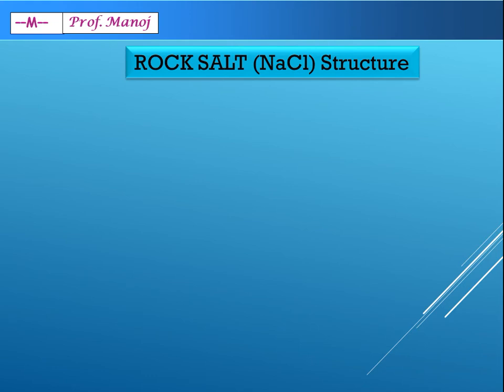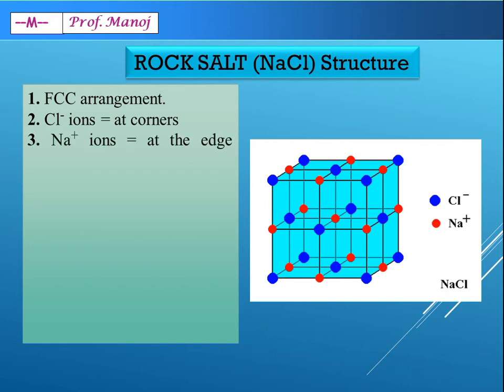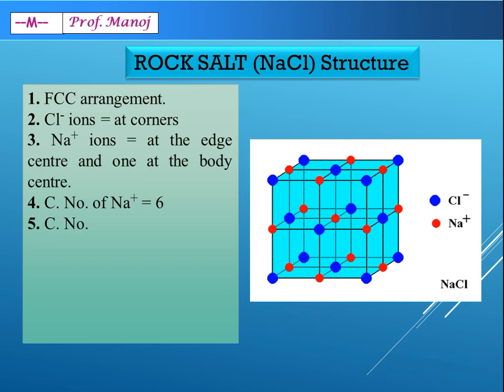The first system we are studying is the sodium chloride rock salt system. This system involves sodium and chlorine arranged like this. Looking at chloride and sodium, you can see that it forms a face-centered cubic arrangement, wherein the chloride ions are present at the corners, sodium ions are present at the edge centers, and one sodium ion at the body center. Accordingly, the coordination number of sodium is going to be 6, and the coordination number of chloride is also going to be 6.